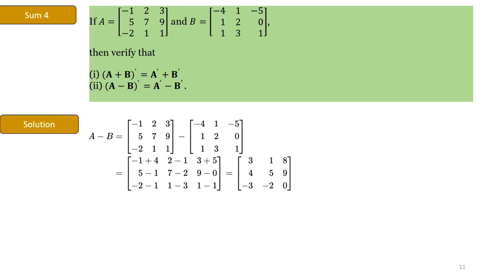We first subtract matrix B from A, and then we take the transpose of this entity, that is transpose of whole A minus B. Next step, we take the individual transpose of A and B. The two resulting identities are same, which verifies the second requirement of the problem statement.